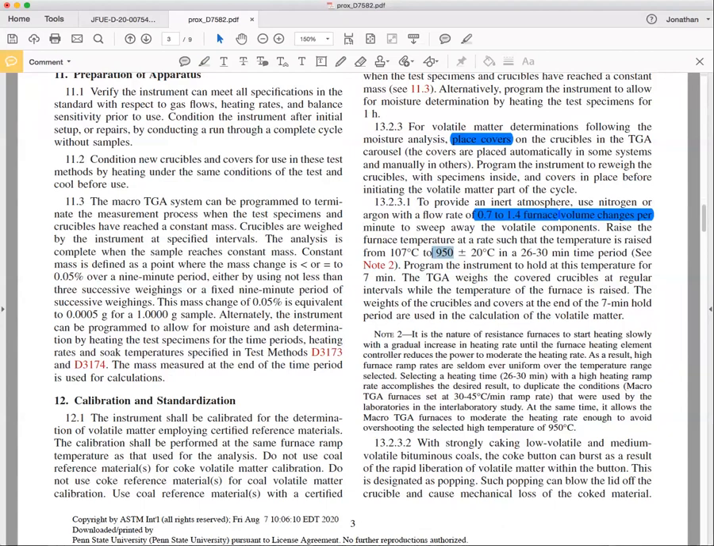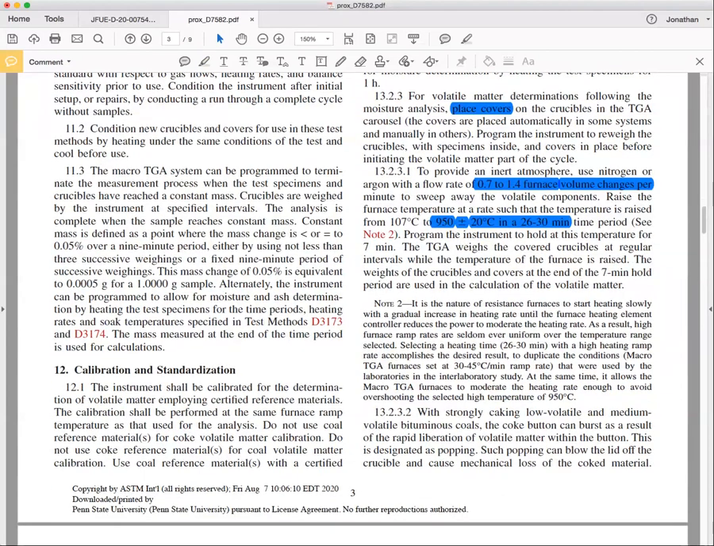So we go to 950 plus or minus 20 degrees Celsius in a 20 minute time period. Again, that's that heating rate. It's very easy to heat things from room temperature and get that sort of controlled heating rate. It gets much more challenging for the instrument manufacturers when you're in the 920, 930 degrees Celsius range. It holds its temperature for 7 minutes. The weight loss is then recorded as the volatile matter.